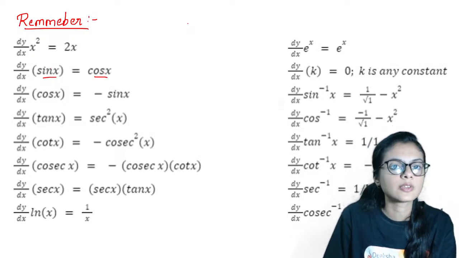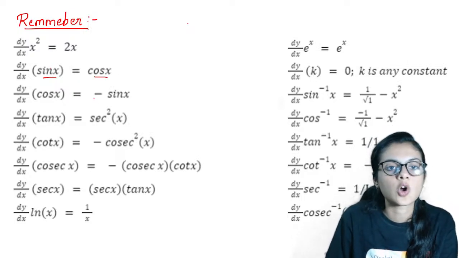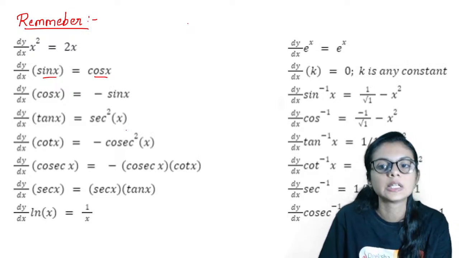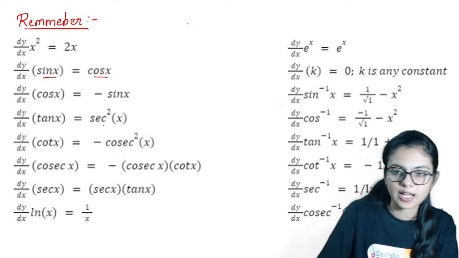So these things you have to remember. Differentiation of sin x gives cos x. Differentiation of cos x gives minus sin x, tan x gives secant square x, cot x gives minus cosecant square x, and all these things you have to remember. With the time flow, you will definitely remember these things. Now, let us move to some of the complex concepts.